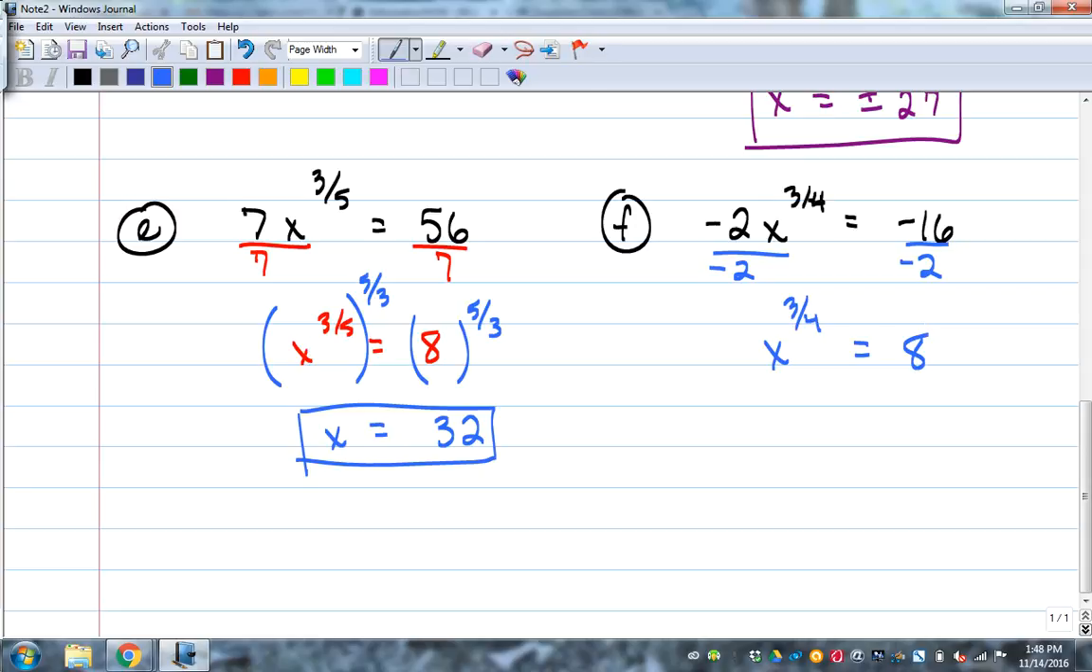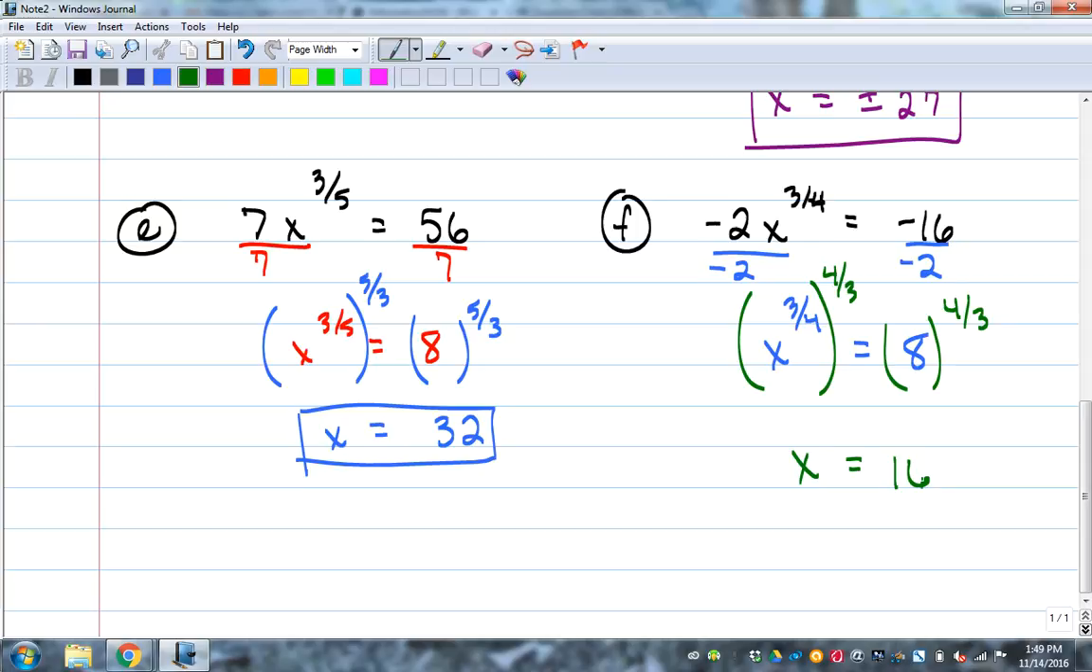Otherwise, it wouldn't work. You couldn't have a negative number over there. Now, what do we do to get rid of that? 4 over 3. Does this one get a plus or minus? No, it had an even in the beginning, but I didn't have an even in the denominator. So that would be 8 to the 4/3, 16. Final answer. Check it in the original.